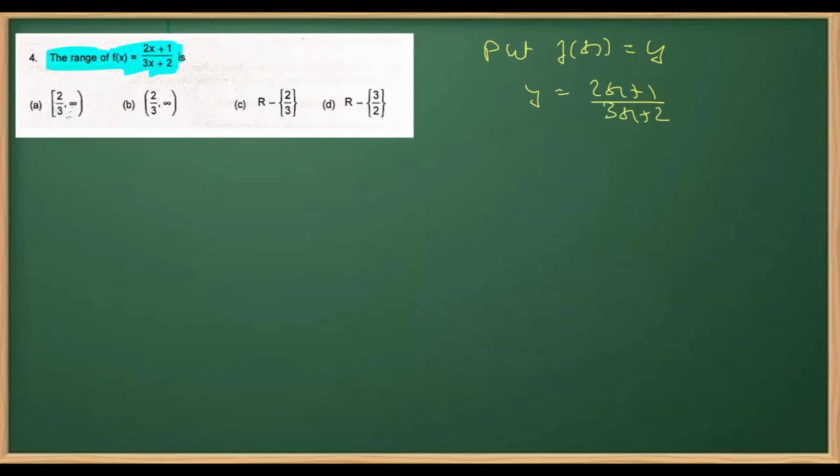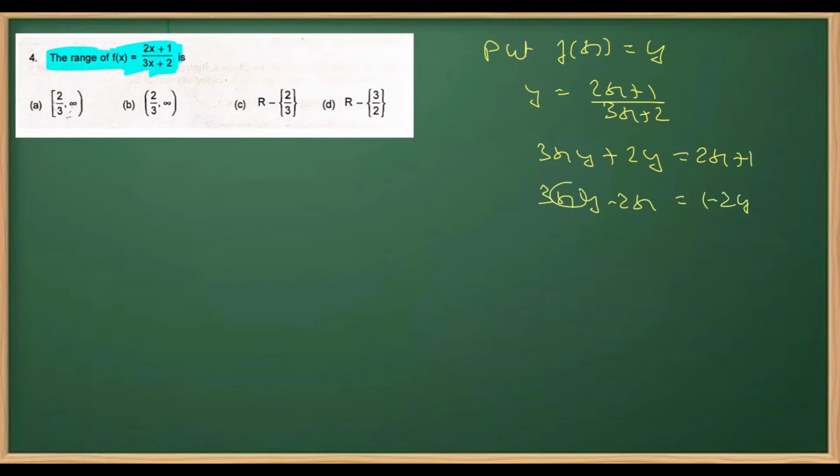Next, we'll do cross multiplication to write x in terms of y. So it's going to be 3xy plus 2y, then y multiplied by 2 is 2y, and then 2x plus 1. Keeping x variables on the left hand side, on the other side it's 1 minus 2y.